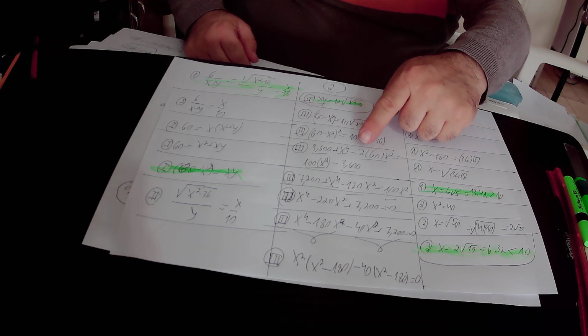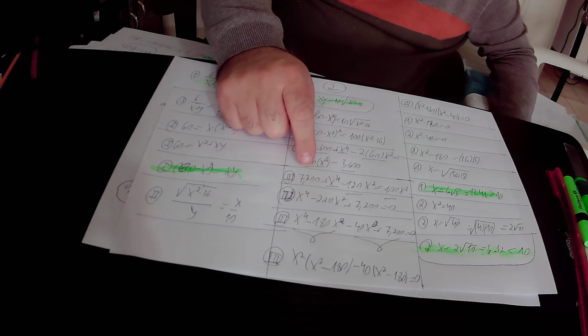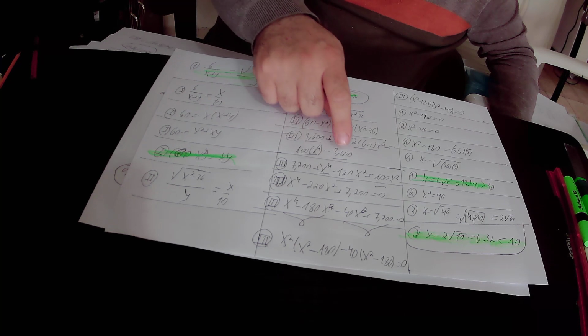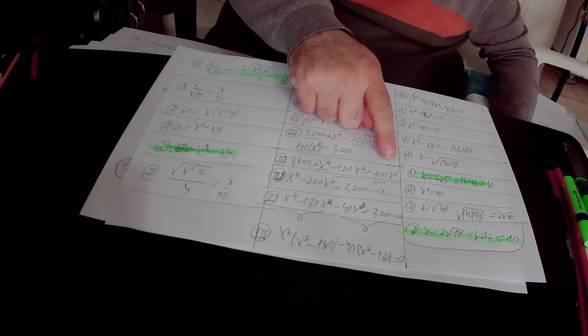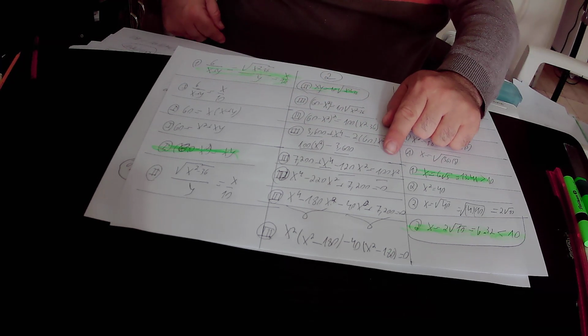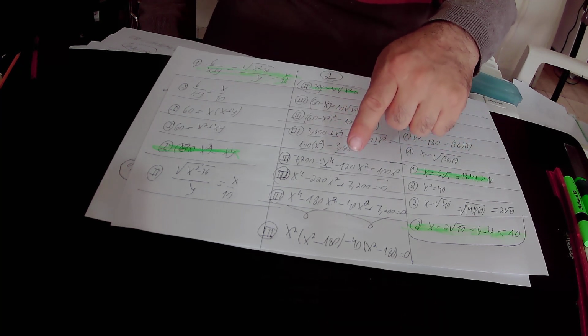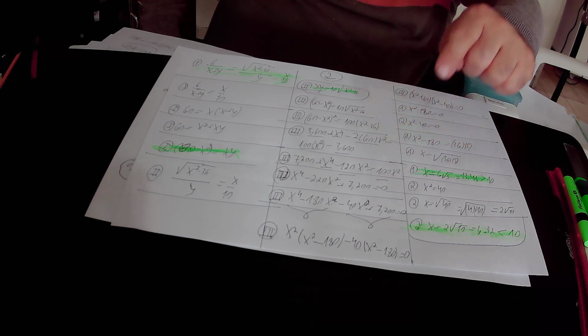Then we added 3600 to this equation, and we got that 3600 plus 3600 is 7200, plus x to the power of 4 minus 120 x squared, and it is equal to 100 x squared. Here we subtracted 100 x squared from this equation, and we got that minus 120 x squared minus 100 x squared is minus 220 x squared, and we have also x to the power of 4 plus 7200 that is equal to 0.